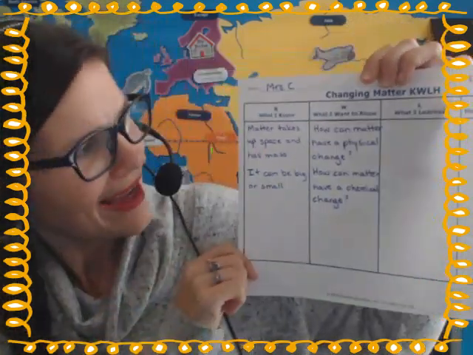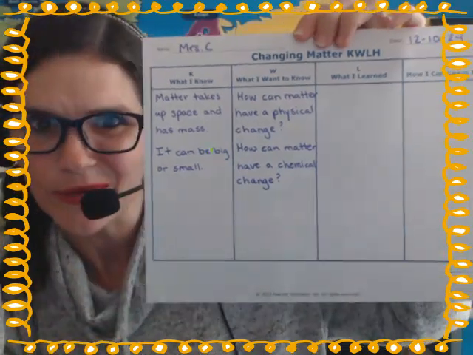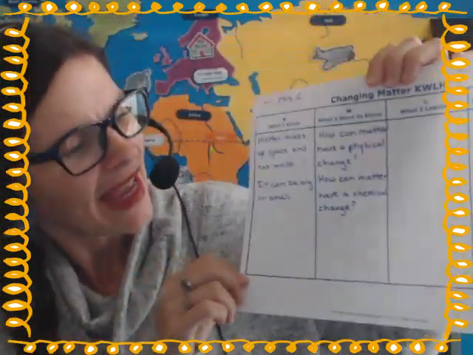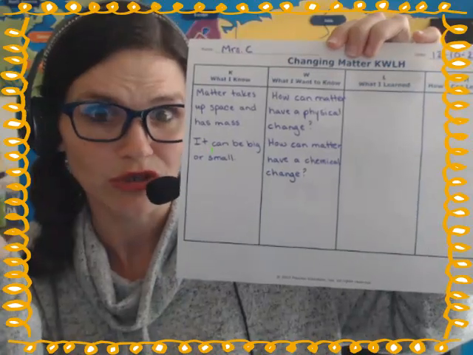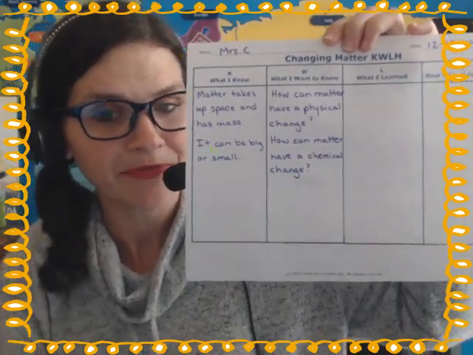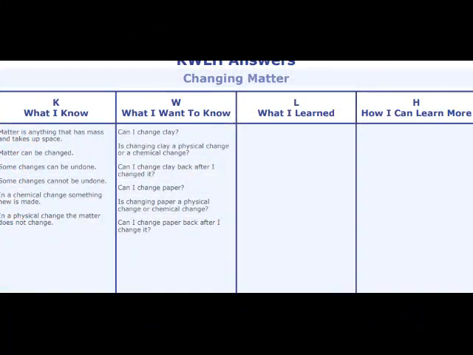For what I want to know, I said, how can matter have a physical change, right? That's what I need to do. I need to know that. And then I also wrote, how can matter have a chemical change? We just learned about physical and chemical changes, right? So let me show you the examples that are also included in this lesson.